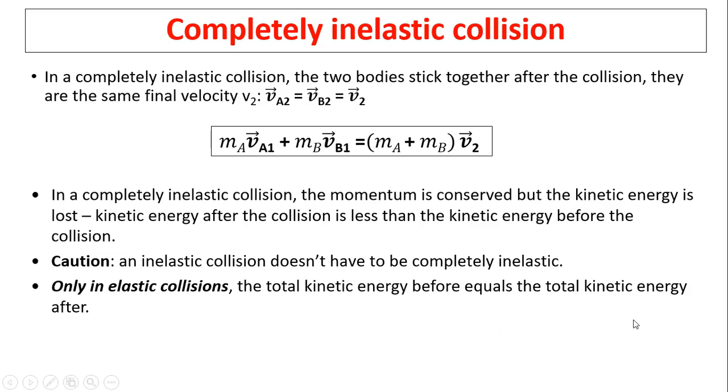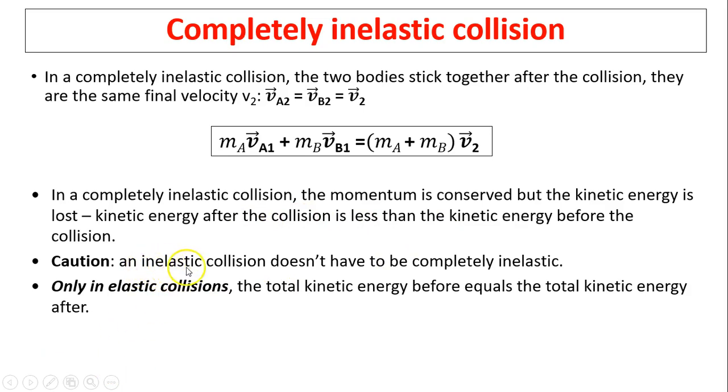Another type of collision is a special case of inelastic collision called a completely inelastic collision. In such a case, the two objects stick together, so the velocity of object 1 and object 2 are the same, equal to v2. In a completely inelastic collision, the momentum is conserved, but kinetic energy is lost. Where did it go? Most likely it went into heat and other types of energy. Usually the kinetic energy after is less.